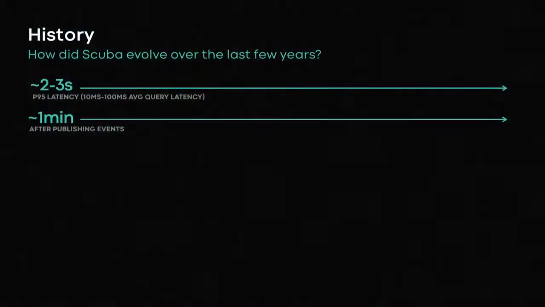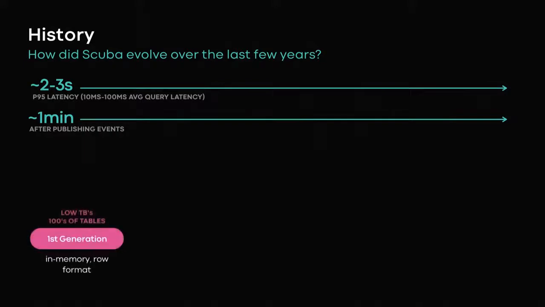Before we dive into some key components of Scuba's architecture, let's look at how it evolved over the past few years since its inception about 8 years ago. Through this entire time, we had to maintain some key constraints in the system, a few of them being the 2 to 3 seconds latency guarantees and also the 1 minute publishing latency. We started with a simple in-memory row format storage, which offered limited resiliency, and we built custom pipelines for every new use case that we were onboarding.